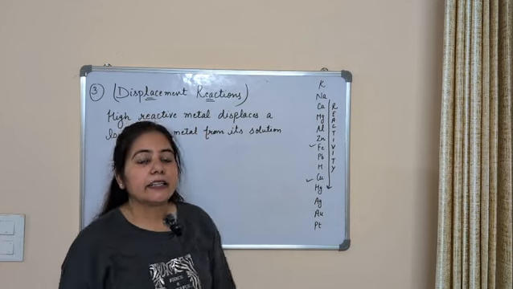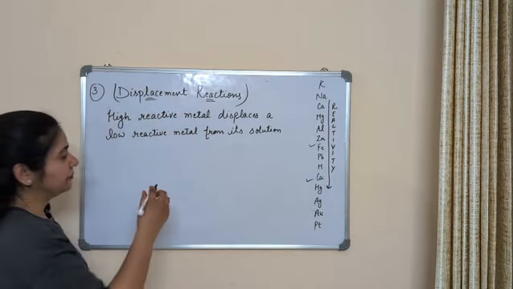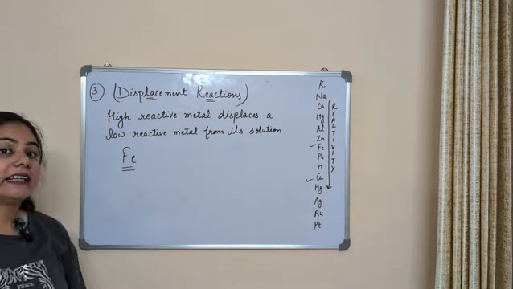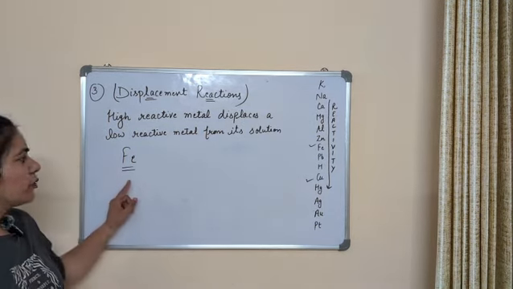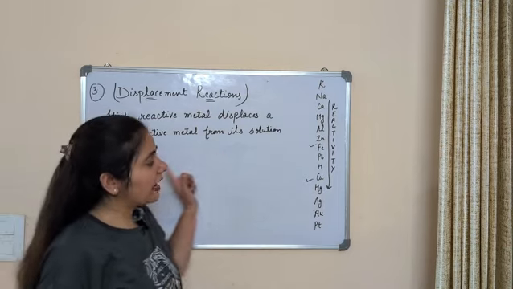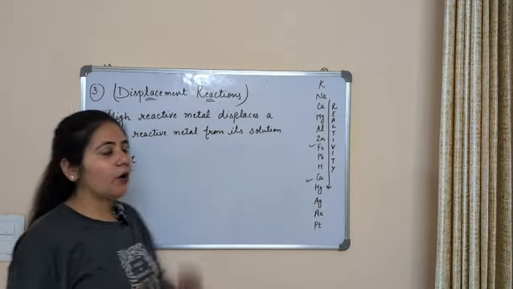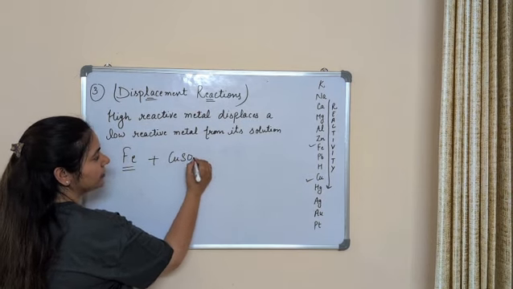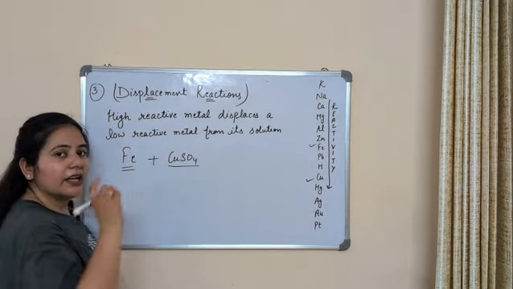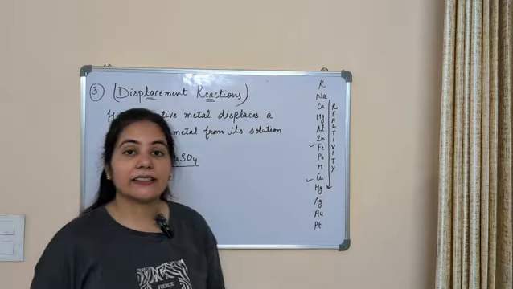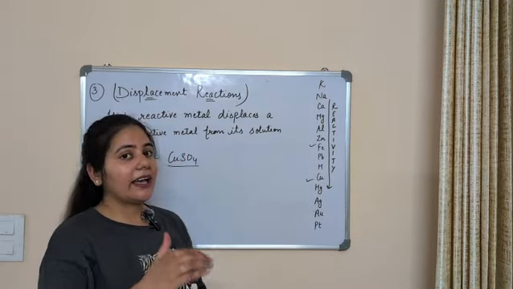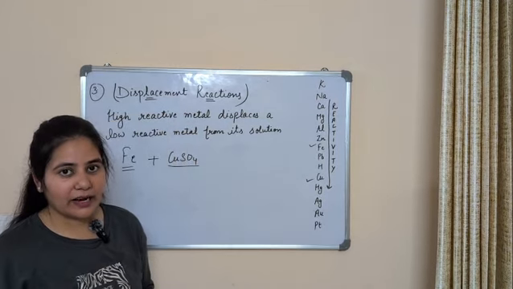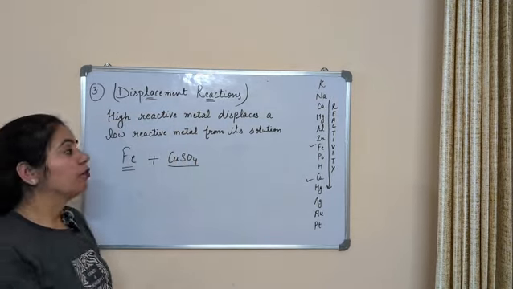We can understand it by an example. Let me take a metal, that is iron. You can see I am going to compare this iron metal with this copper. Now I am taking a solution of copper, that is copper sulfate. Now from reactivity series, this is clear because iron lies at the top of the series, so it indicates that it is a highly reactive metal. Then copper. So what will it do?